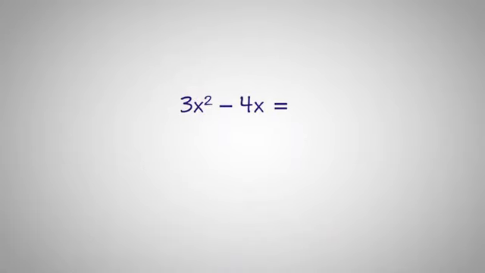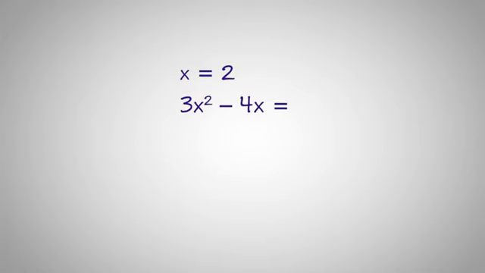Question says, evaluate 3x squared minus 4x when x is equal to 2. What you're given here is an algebraic expression, and the question tells you to substitute in a numerical value for your variable, x. So we're going to substitute 2 for every single instance of x, and then we're going to use order of operations to solve the question.